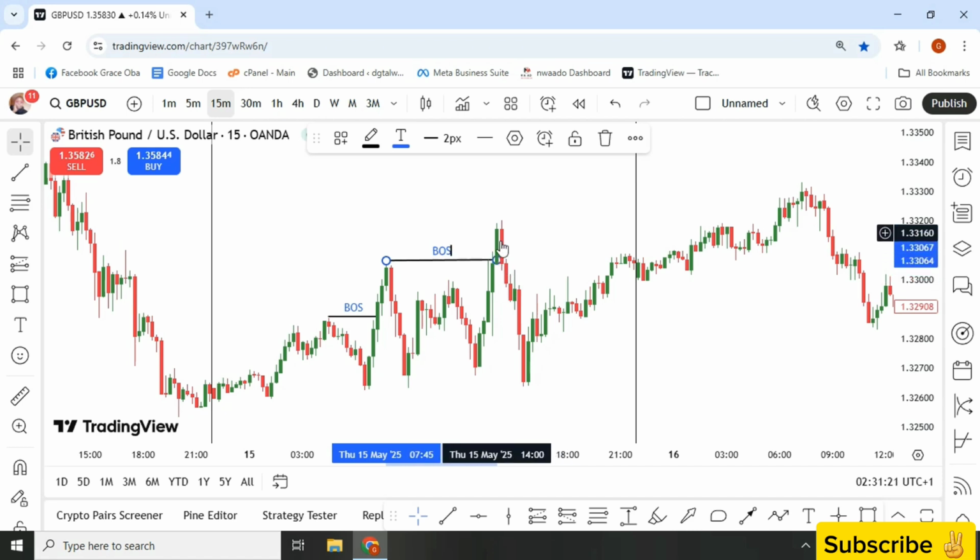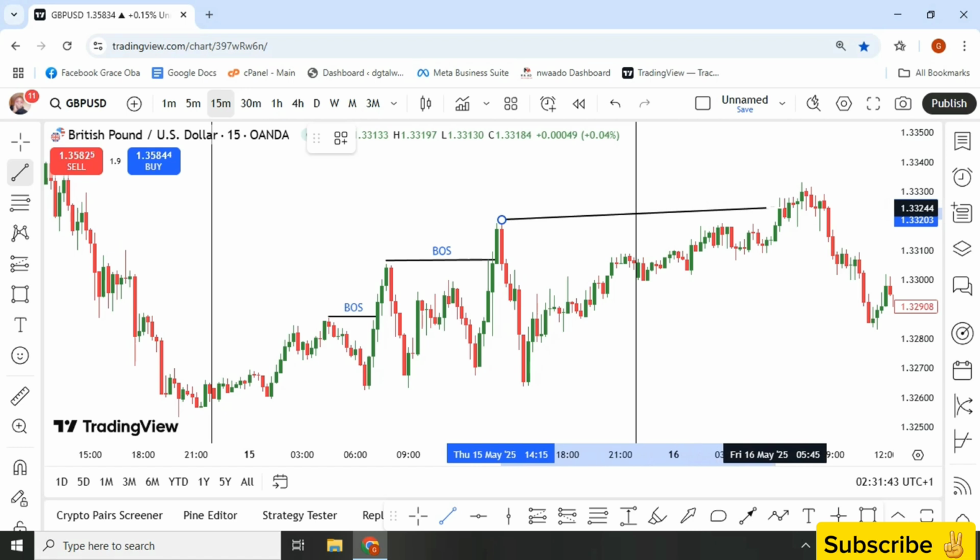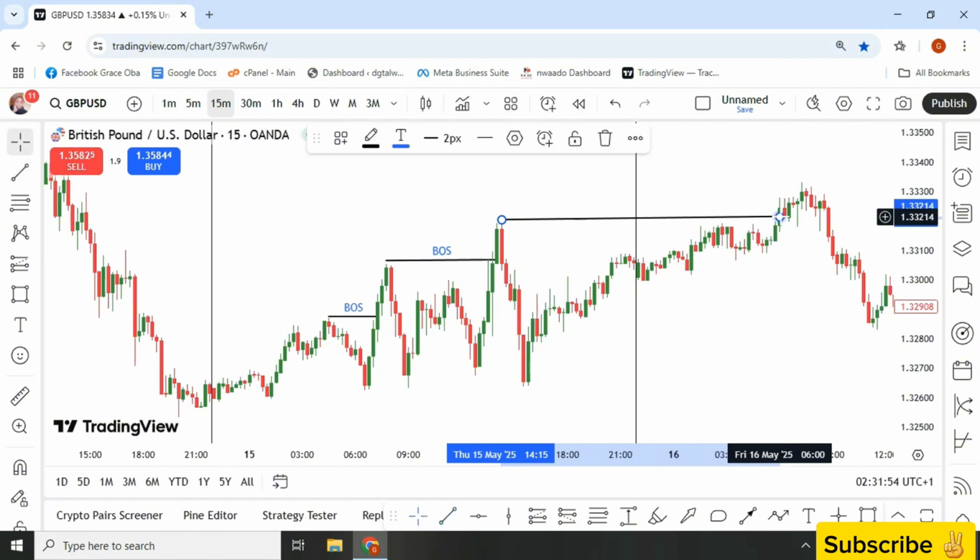BOS, retraces back, then smoothly broke this structure, because there's another break of structure here. Because this high is actually higher than this, right? So this is a high, this is higher high, this is higher high, another higher high here, right? It is a break of structure from here. And this is valid. It broke into this candle. There's a BOS here, right?